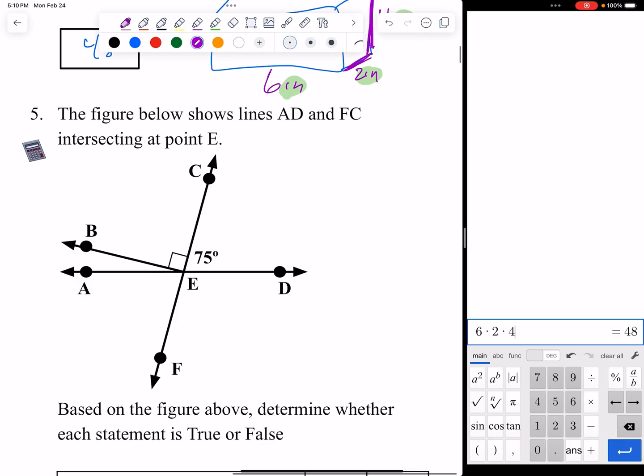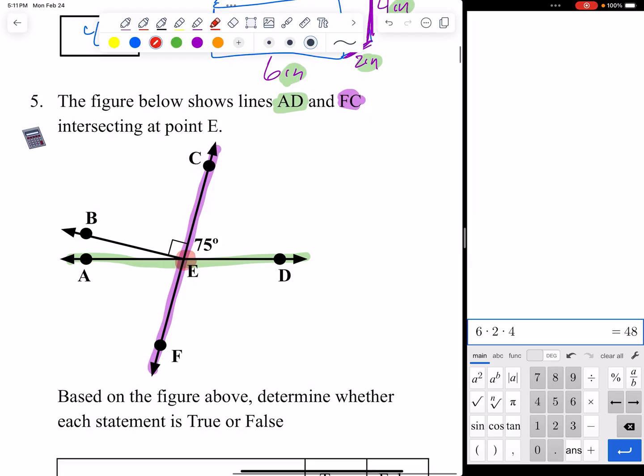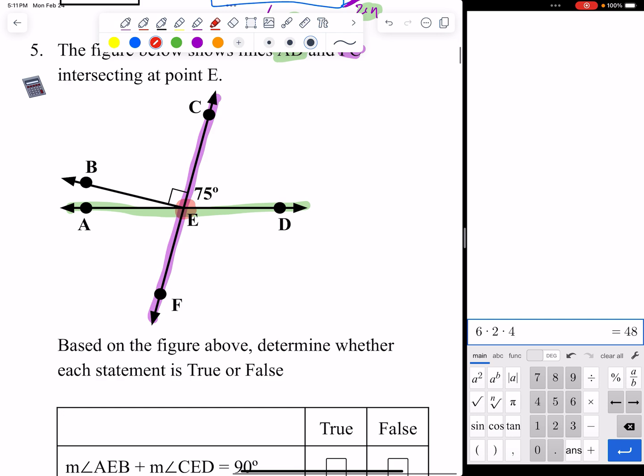All right, next one. Let's see the figure below. Shows lines AD. All right, let me see AD. Where's AD? Right there. Okay, and then FC. Where's FC? FC right there. Perfect. Intersecting at point E. Where's point E? Right there. Okay. Based on the figure above, determine whether each statement is true or false.